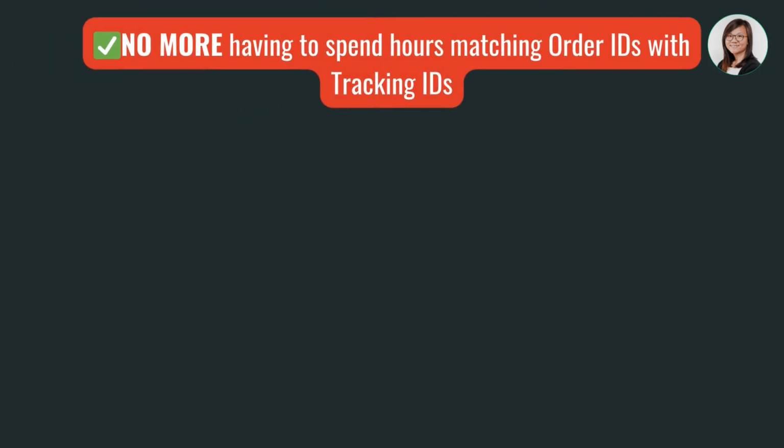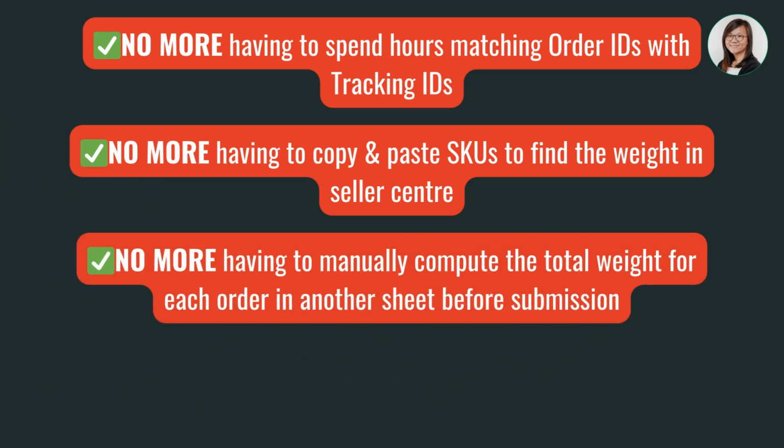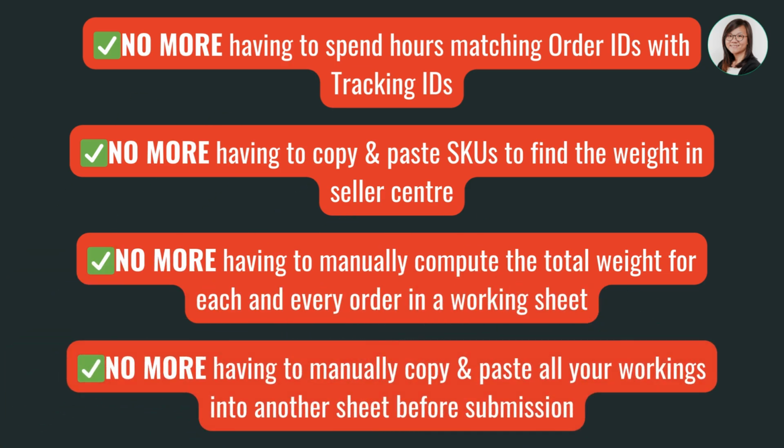No more spending hours matching order IDs with tracking IDs. No more copying and pasting SKUs to find the weight in the Seller Center. No more manually calculating the total weight for each and every order. No more copying and pasting all your workings into another sheet before submission. Everything is automated and organized, saving you time and effort while eliminating the need for you to sift through hundreds or thousands of rows of information.